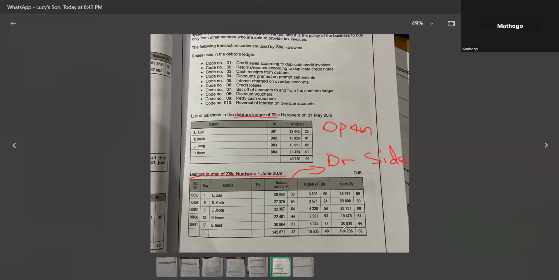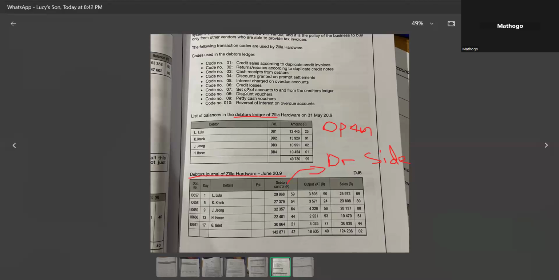It's very simple. If I take 124,236.02 plus 18,635.40, it has to give you 142,871.42. Tell me if you're getting that. Yes, sir. Yeah, I got it, sir. You got it, right?